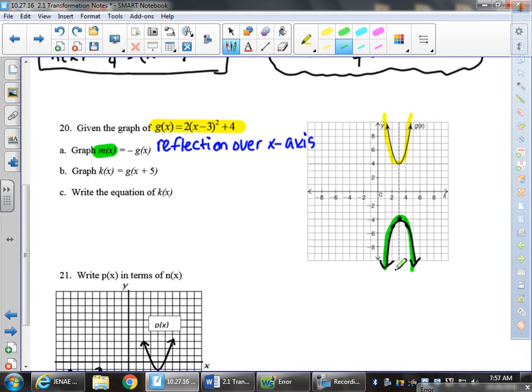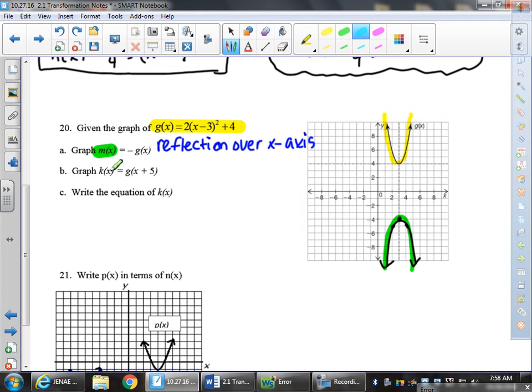So we have to be careful because what could we think by accident that happened here? We could think a vertical shift down, but this is a direct reflection. If I count 1, 2, 3, 4, and then 1, 2, 3, 4, it's the same distance away from the x-axis, that is the indicator to me that this was a reflection. And it's upside down. Instead of opening up, now it's opening down. Good.